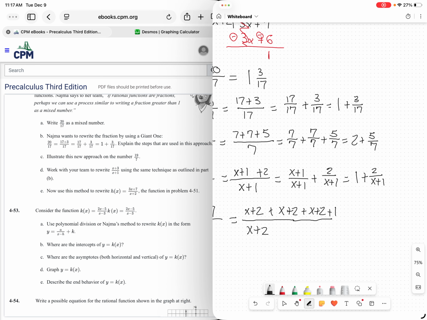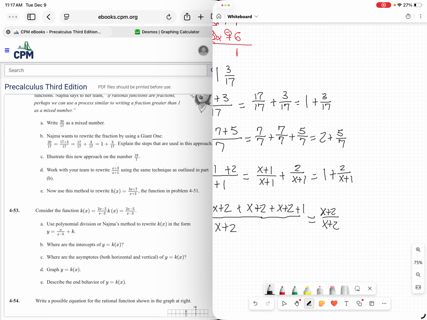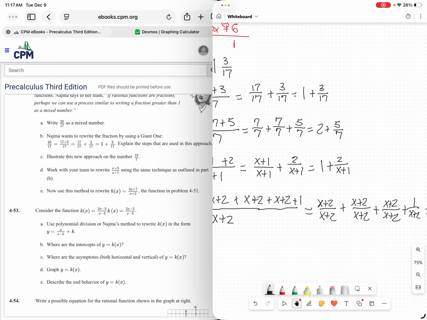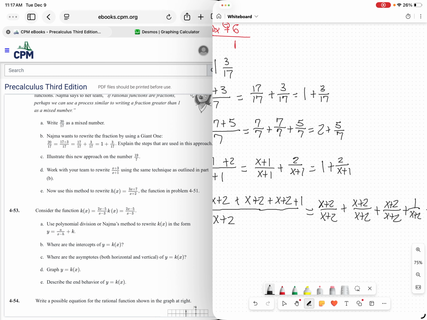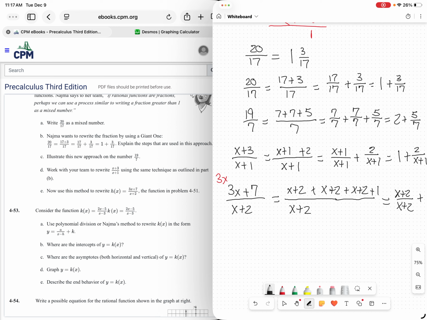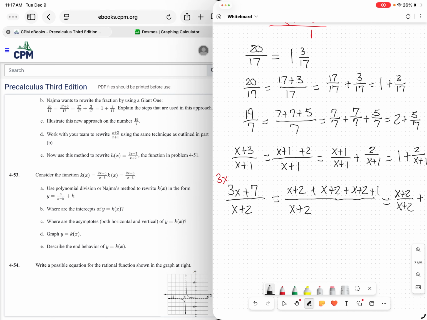So what's going to happen here? You're going to have x plus 2 over x plus 2, and you're going to have that 3 times. So plus x plus 2 over x plus 2 plus x plus 2 over x plus 2 plus 1 over x plus 2. And that's going to be 3 plus 1 over x plus 2. So you can see there how that gets us back to that same transformation look that we've been having, right? So now we consider the polynomial function, and it asks us to rewrite it in that form.